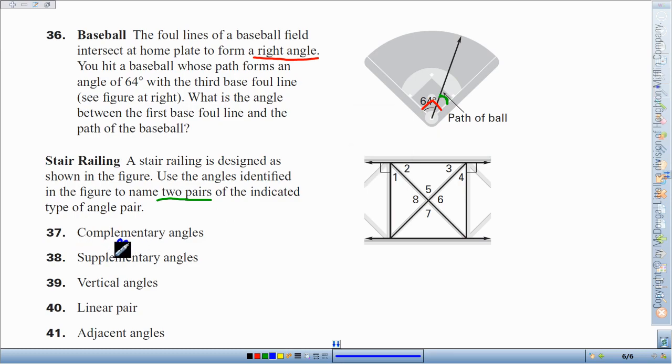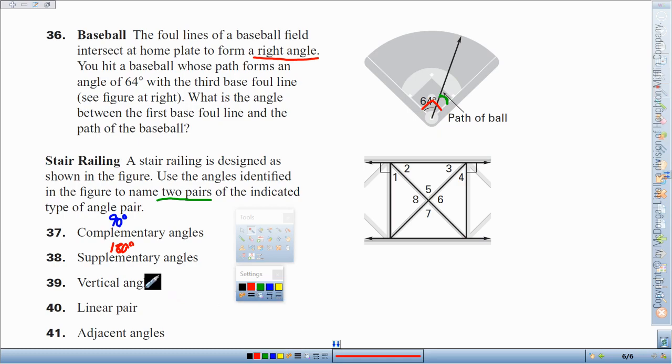Complementary angles add to 90 degrees. Actually, I'm going to put it above. Supplementary angles, two angles that add to 180 degrees, which by the way means they make a flat line, is one way of thinking about it. Though actually, we'll look at that one.